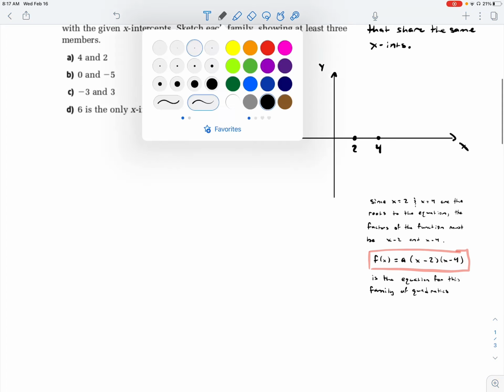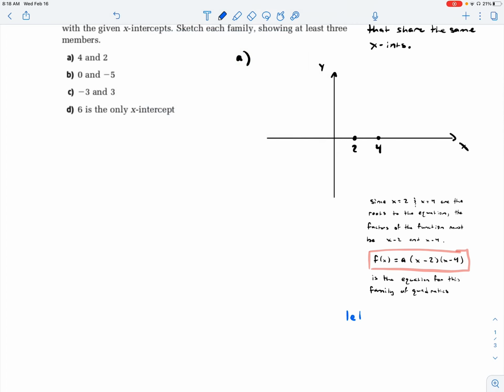And in blue, I'll say let A equal 1. So this means I'll have the equation f of x equal to x minus 2, x minus 4, because the A value is 1 here, right? There's a 1. So that's going to be a quadratic that opens up, and this is just a sketch. My vertex will be right in between the intercepts. I can show that going upwards. So I'll label this f of x equals x minus 2, x minus 4.